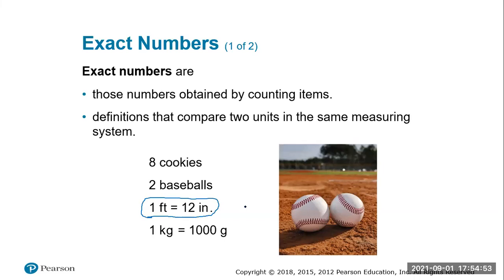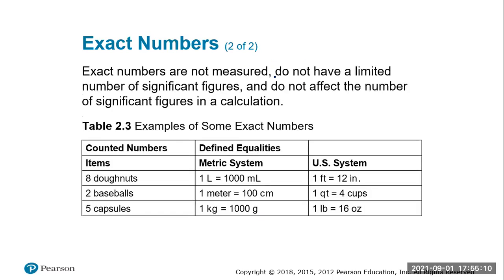If something weighs 1 kilogram, that's the same as something weighing 1,000 grams. Or 1 inch is 2.54 centimeters exactly. Again, that's another exact number. So what is the deal really with exact numbers? Well, the deal with exact numbers is they essentially have an unlimited number of significant figures. You can use as many significant figures as you want with them.